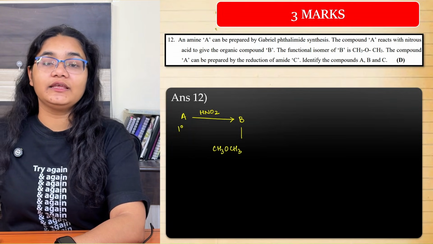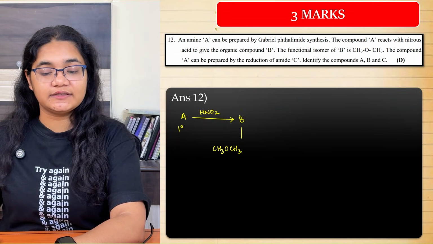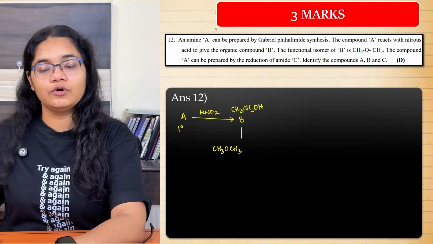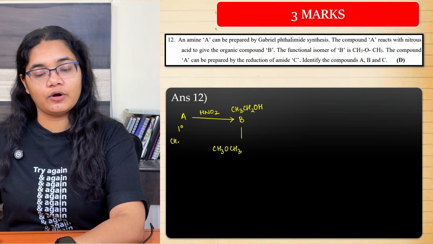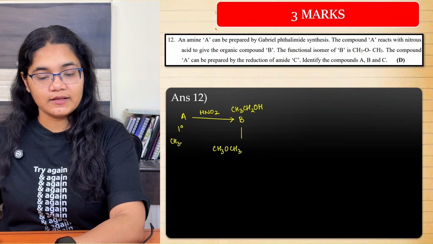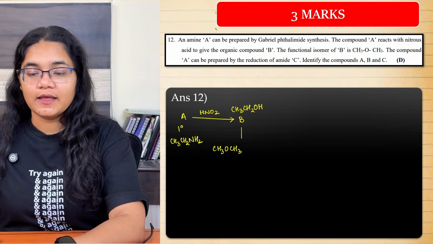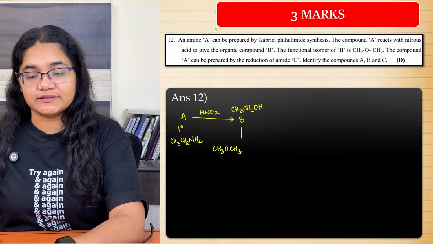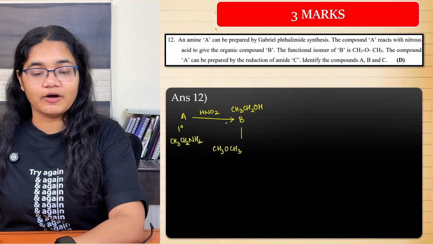See, alcohols and ethers are functional isomers. That means B has to be an alcohol, CH3CH2OH. If this is so, then the primary amine will be CH3CH2NH2, right? That has to be A. Next, A reacts with nitrous acid to give you B. The functional isomer of B is given. The compound A can be prepared by the reduction of amide C.